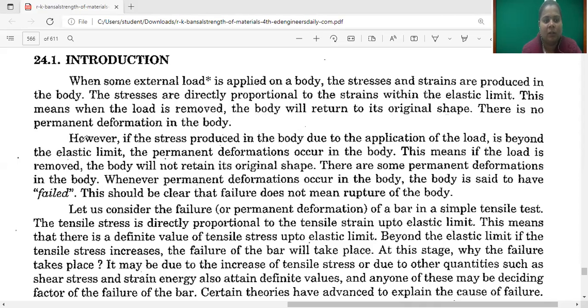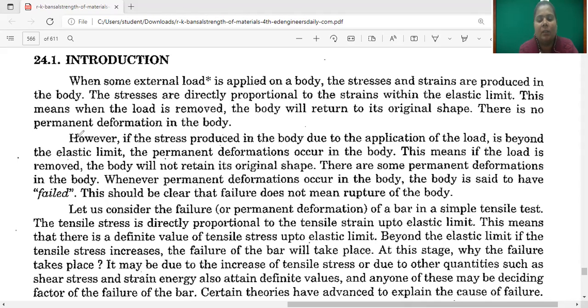Then we will move towards the next paragraph. Write down please. However, if the stress produced in the body due to the application of load is beyond the elastic limit, then permanent deformations occur in the body.